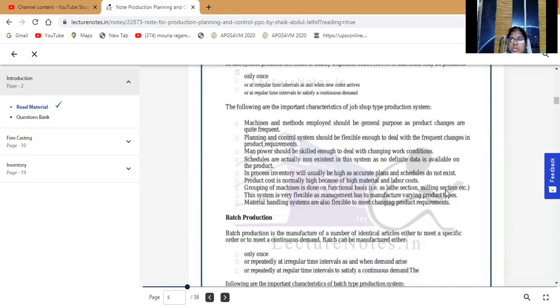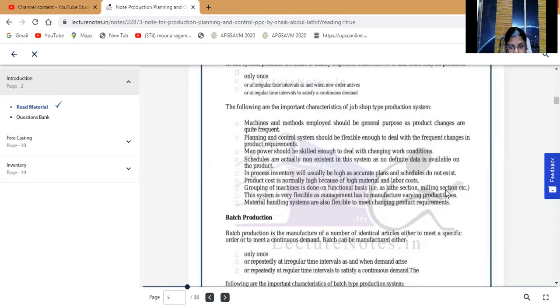And manpower should be skilled. In this job shop production, the worker should definitely be a skilled person, enough to deal with changing working conditions. And the next one is schedules are actually non-existent in the system, as no definite data is available on the product, because our production changes every time. So that is why we are not getting exact data every time.